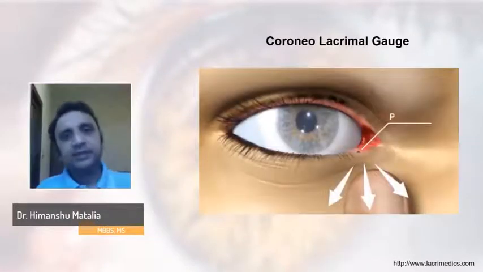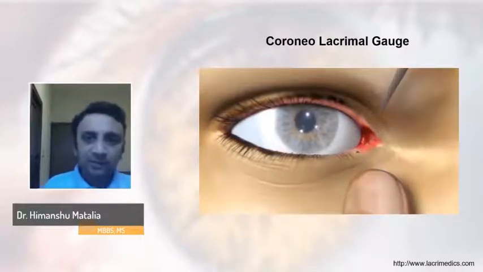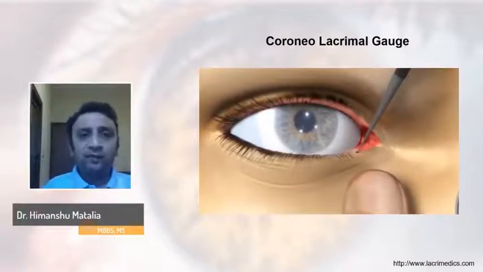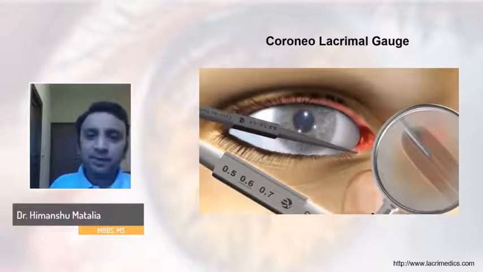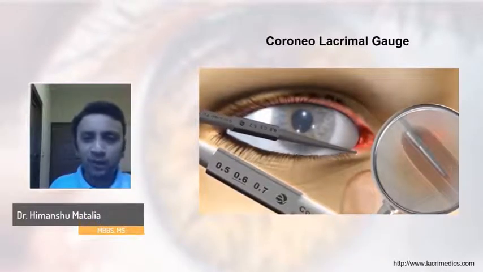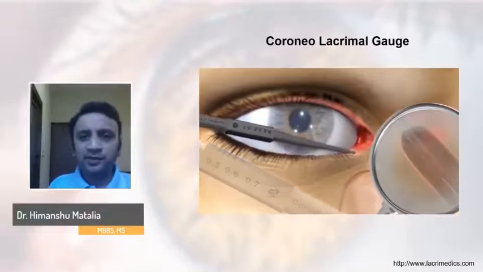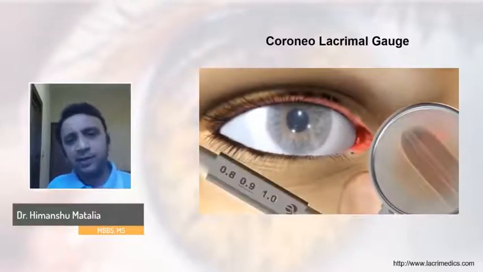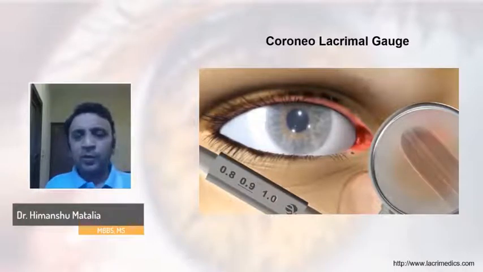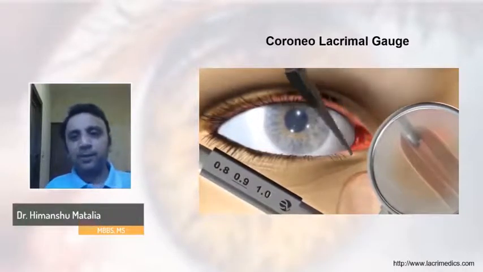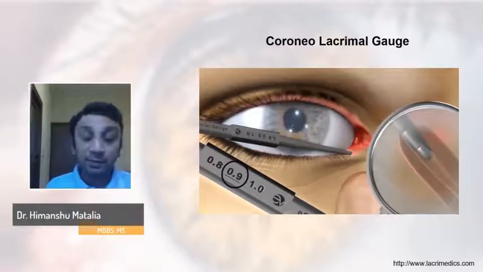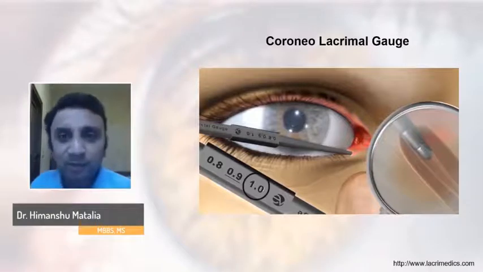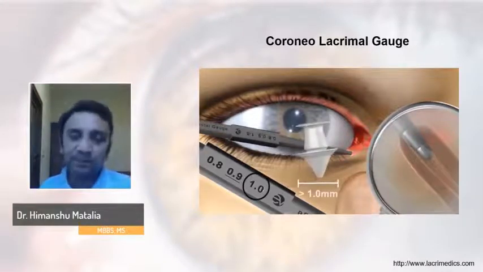So basically, there are certain punctum sizes which are available. We do have one such Vera punctum sizer, which is widely available in our market, India. It's like a rod or lacrimal probe, which has on one side a diameter of 0.6 and on the other side a diameter of 0.8. When you put the 0.6 rod inside, if it doesn't go inside the punctum, that means the punctum is very small and you may have to use a small size punctum plug.